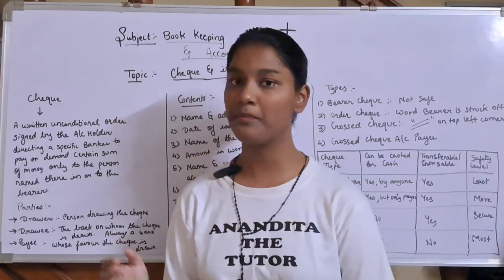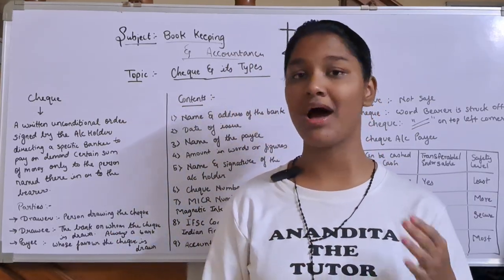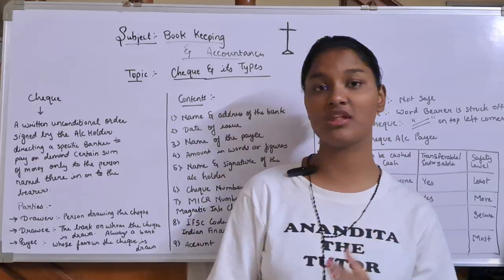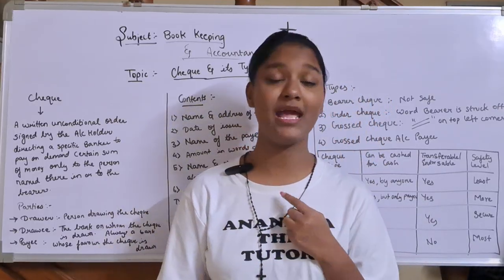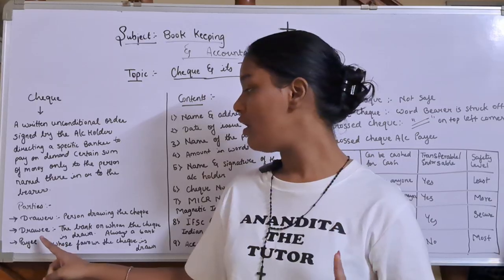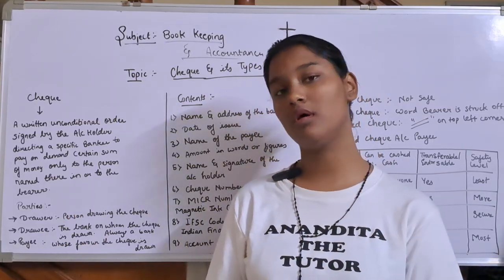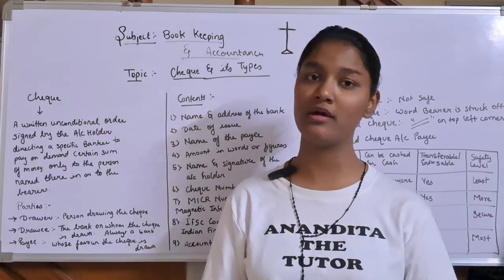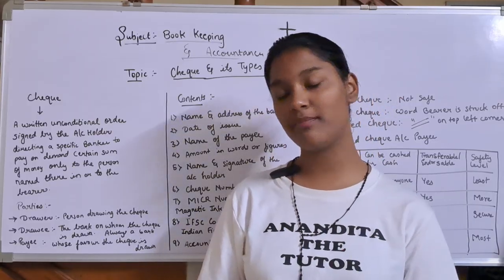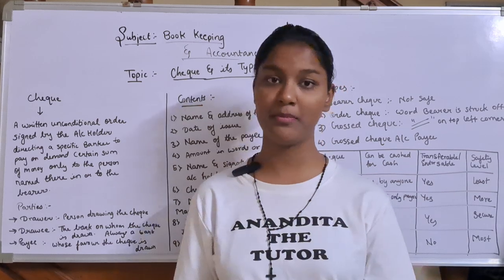So the drawer: suppose I am the account holder, I am signing the check, so I am the drawer. Who is issuing the check? Who is drawing the check? I am drawing the check, so I am called the drawer. Okay, the drawee is the bank name. So I go to the bank, State Bank of India. So State Bank of India will be the drawee, via whom the payment is being made.